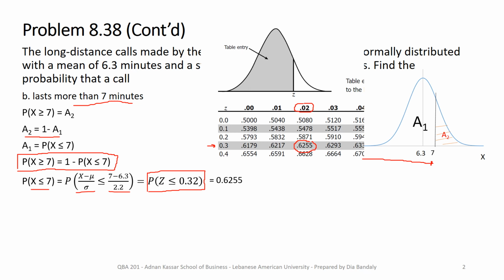Now this is not our final answer yet, right? This is A1, as you can see on the right hand side under the curve. But what we are looking for is A2, right? Because the question is to find P of x greater than 7. So P of x greater than 7 is 1 minus what we just found. So here we go. This is our final answer. Okay, there's one more question that we want to answer next.